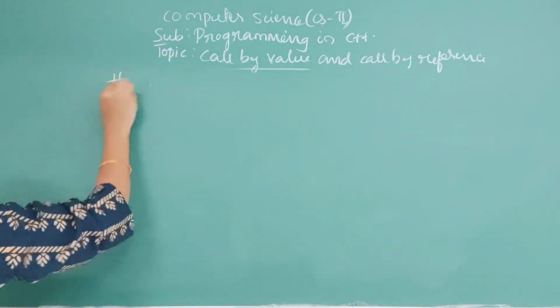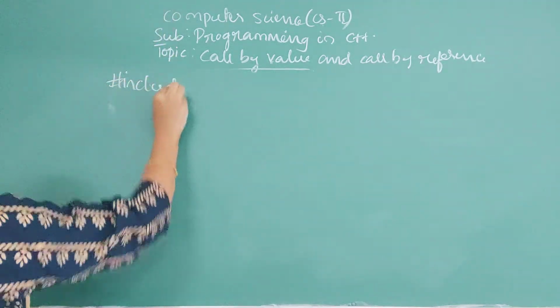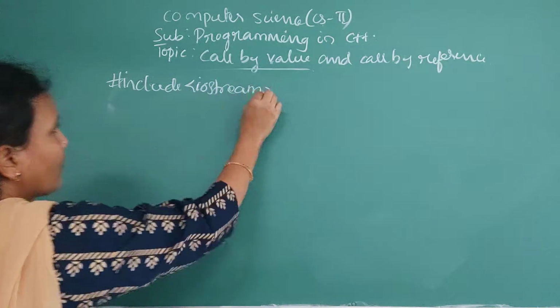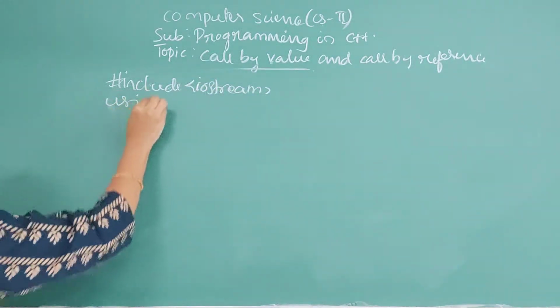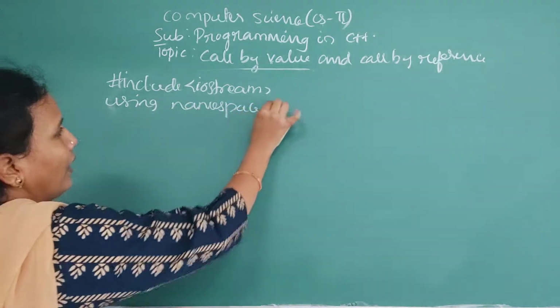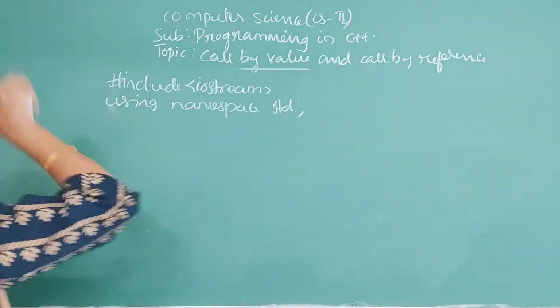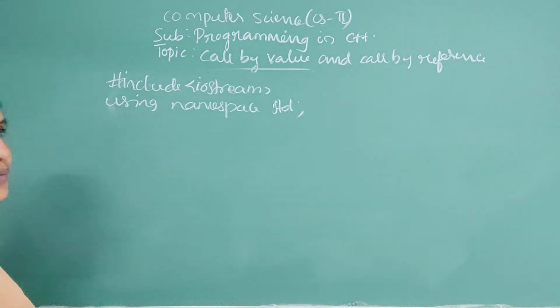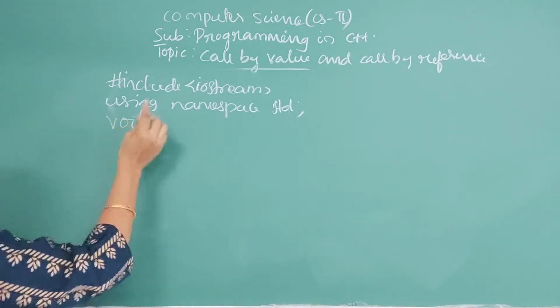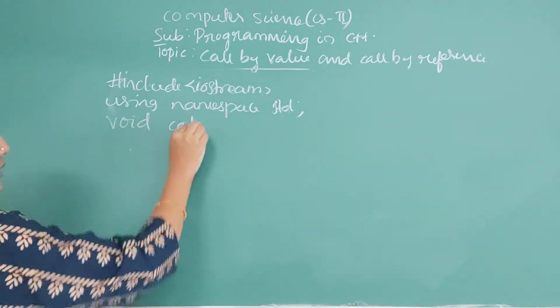So here I will give you the same example program. See, #include <iostream>. This is a header file. Now, by including one library file, using namespace std. Next, what was the user-defined function there? Here in the example I gave you, void calculate.